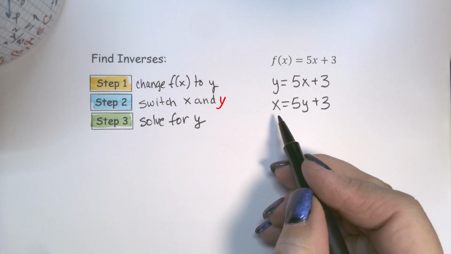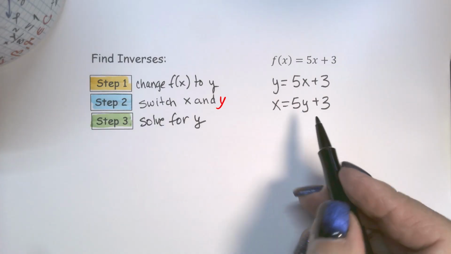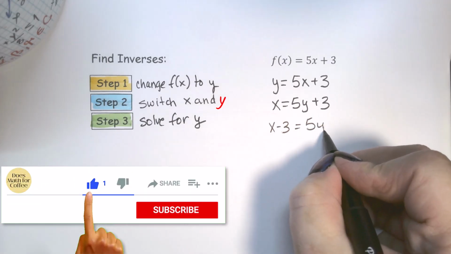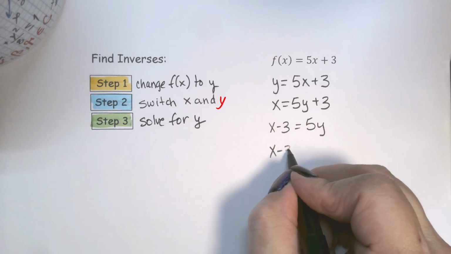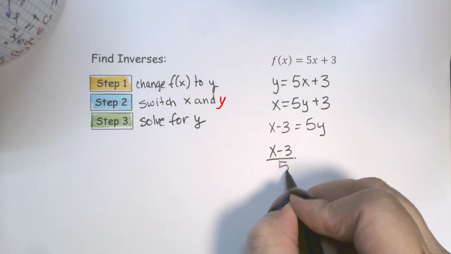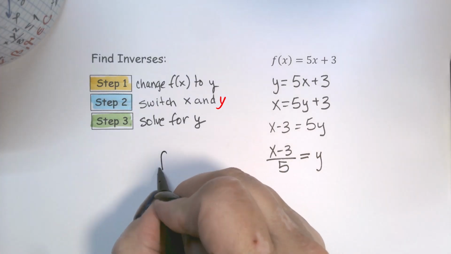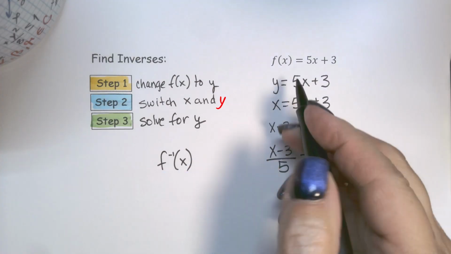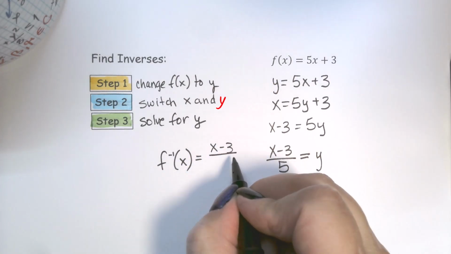Okay, well, I have x by itself over here, but 5y has this 3 added to it. So let's subtract 3 from both sides. x minus 3 equals 5y. Now divide both sides by 5. We have x minus 3 divided by 5 equals y. Now that's the inverse function, and all I have to do next is rewrite it in function notation. So the inverse function for this f is x minus 3 over 5.